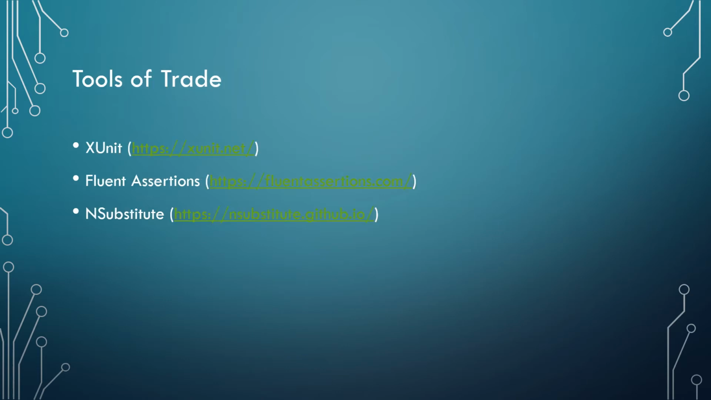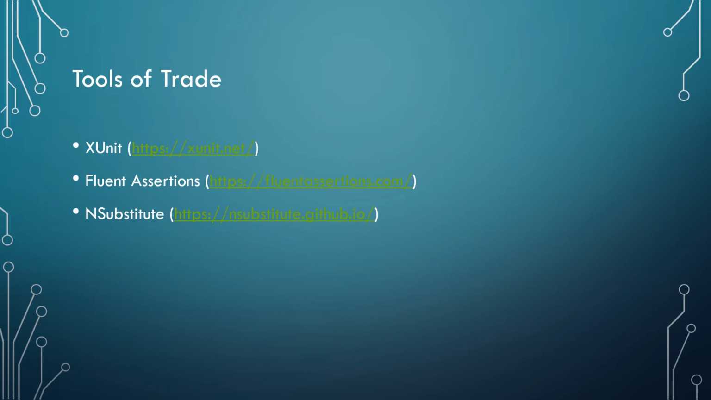Tools of the trade. So the past few years, I've been using these three frameworks. One is xUnit, since xUnit is cross-platform and .NET Core is cross-platform. I like Fluent Assertions. It expresses well and you can chain different conditions onto it. And I like NSubstitute for substituting interfaces. In the past, I've used Moq, but I prefer NSubstitute these days.